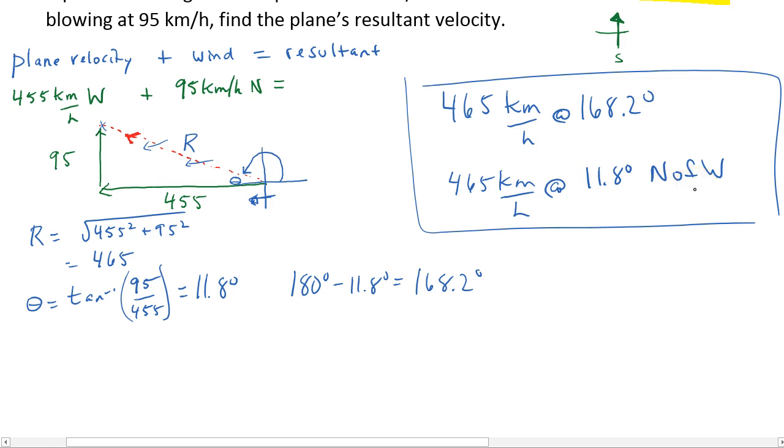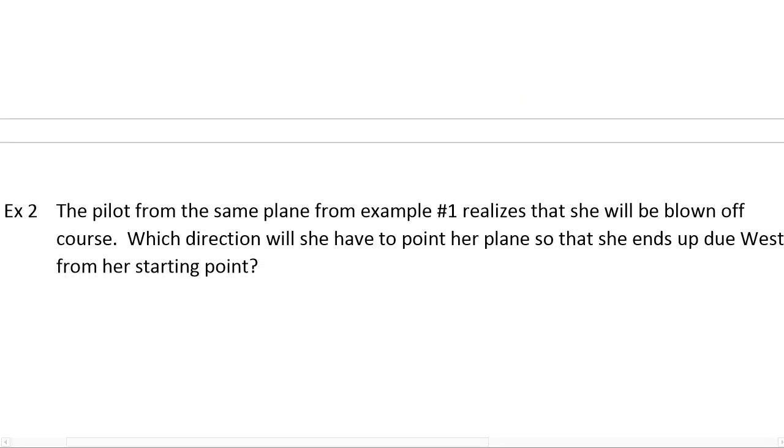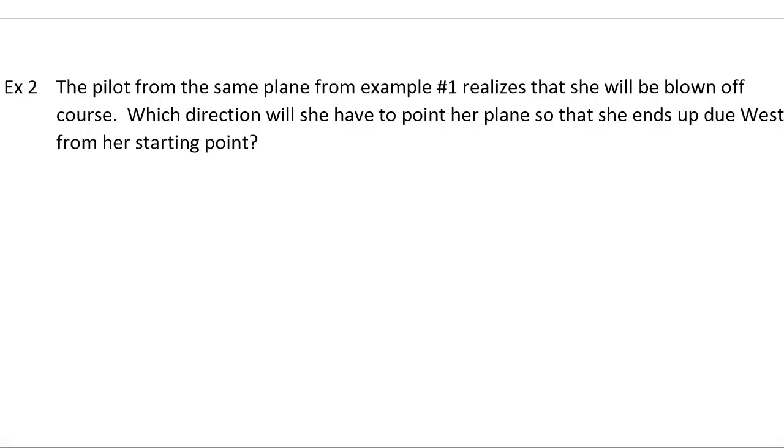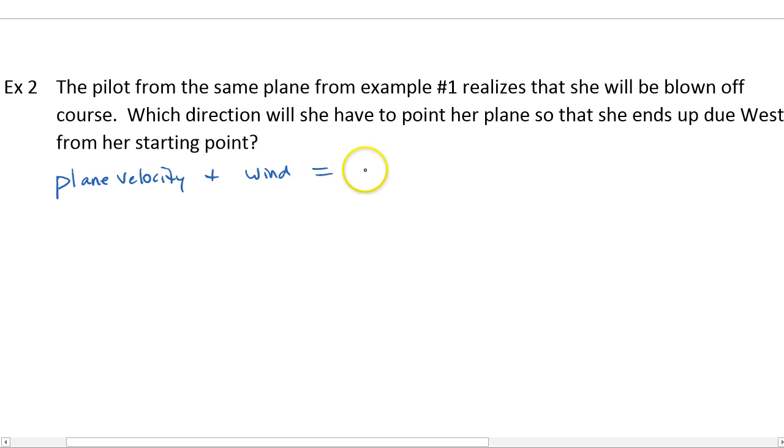Okay, so how could the pilot compensate for that to actually get straight west? All right, so let's start off by answering the question using the same method that we had just a second ago. And we'll say now that the plane velocity plus some wind is going to give us the resultant.